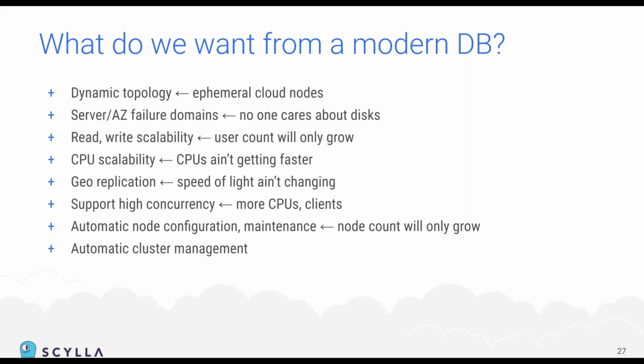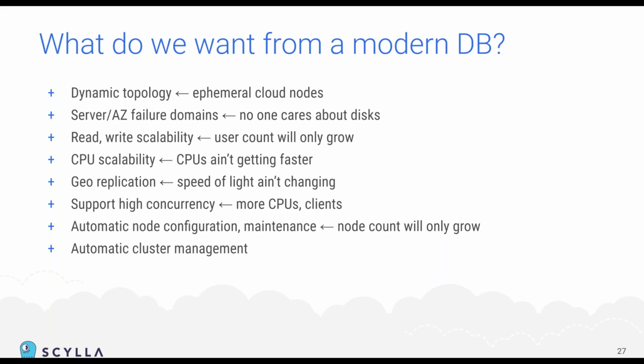We want read and write scalability. Why? Because we talked about how the data set is only going to grow, the user count is only going to grow, and of course the concurrency is only going to grow. So we need scalability. We also need CPU scalability because hardware is changing and the servers of the future are going to have more and more cores. And of course, the servers of today already have what I think is an insane core count. So we need databases that can utilize those cores.